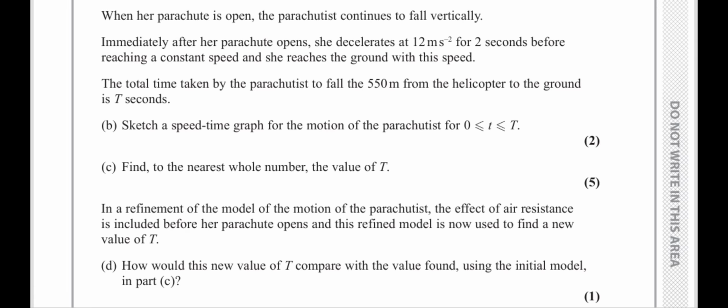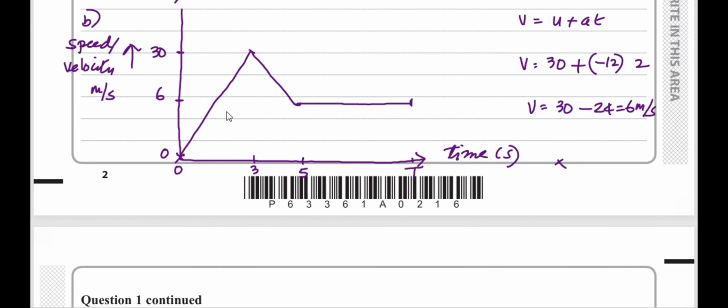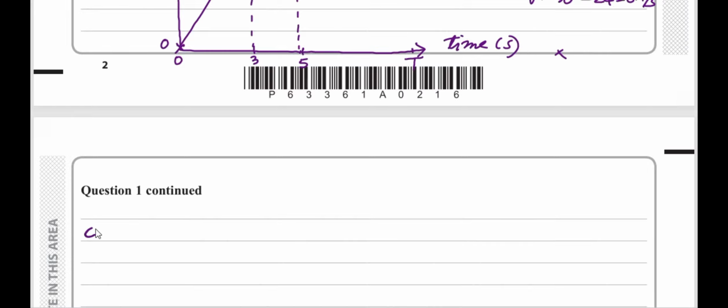Part C. Find, to the nearest whole number, the value of capital T, which is the total time taken by her to hit the ground. So we know that the area under a velocity time curve will give you the distance traveled. Therefore, if we calculate this area and equate it with 550 meters, then there will be a function of T, so we can find out what the value of T is. So the task for us is to find T.